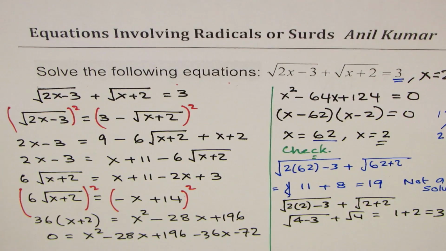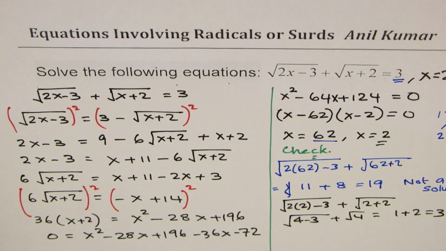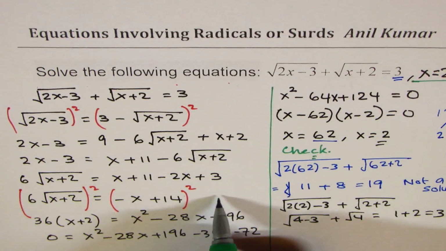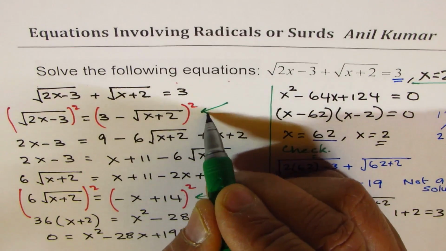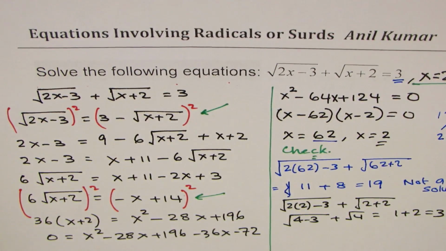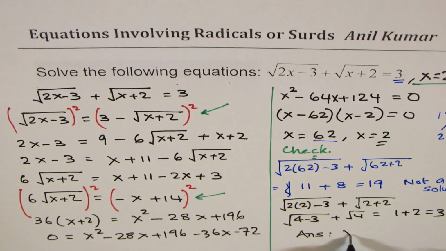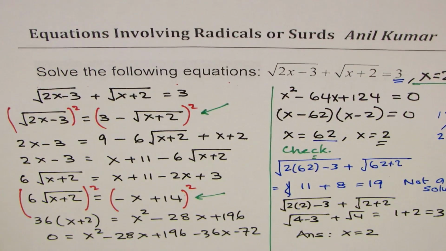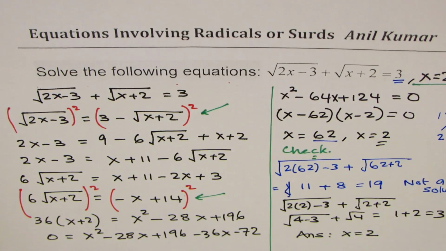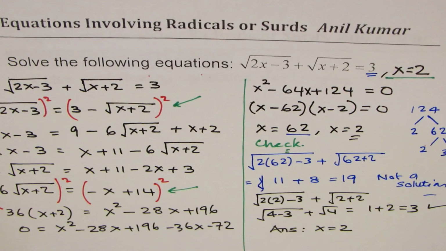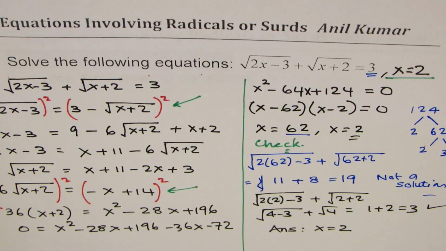62 did not work for us. Do you see that? Now that is always possible since squaring causes error. So we have one solution here, which is our answer, x equals 2. Correct? So you see that squaring causes error, and therefore we need to check our solution, and we found that one of the solutions is not correct.